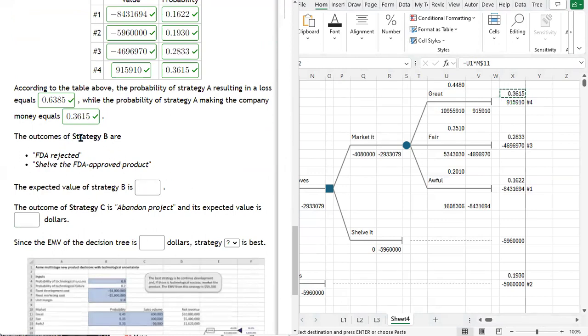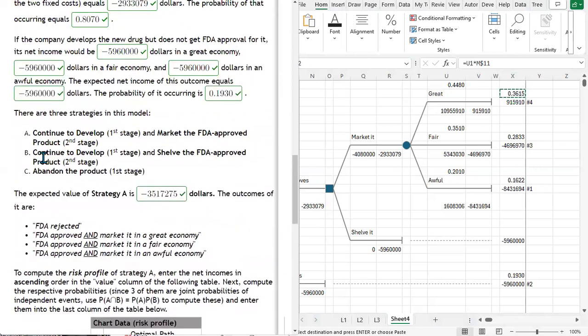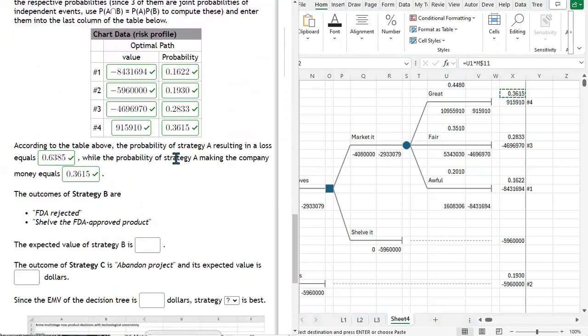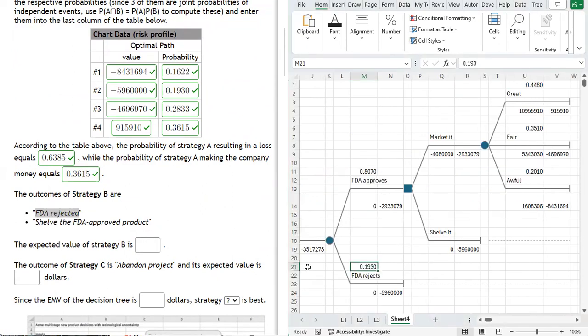The outcomes of strategy B are what? In strategy B, the company can make the decision to continue to develop or proceed, and then it can make the decision to shelve, right? So there's really only two outcomes. FDA rejected, shelve the FDA approved product. The probability that FDA rejects is 0.1930. The probability that FDA approves is 0.8070.